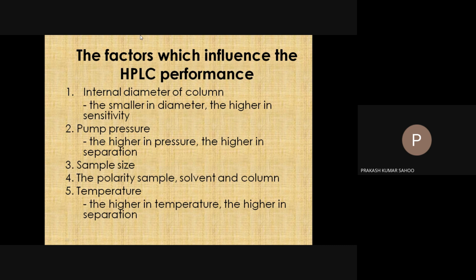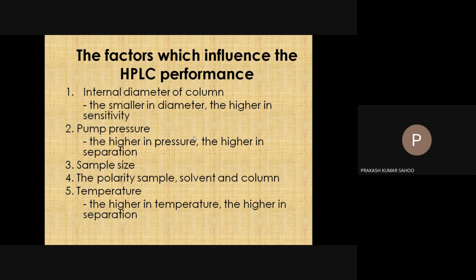The factors which influence the HPLC performance. What are the factors that influence the performance of HPLC? This is the internal diameter of the column, which in standard HPLC is 2 to 5 millimeter. So the diameter of the column influences the performance of the HPLC. Smaller the diameter, higher is the sensitivity, because there will be faster flow of the solvent or the mobile phase. So the interpretation or the calibration becomes faster.